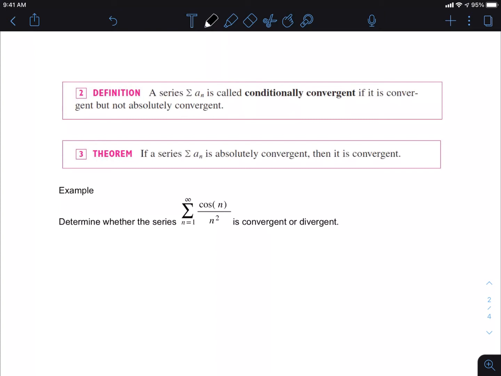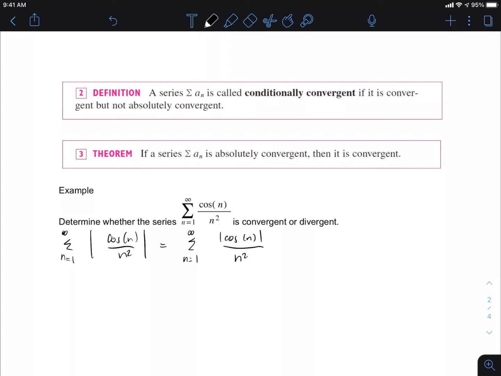So let's look at this example here. We have a series of cosine of n over n squared, and we need to determine if it's convergent or divergent. So I'm going to use my absolute convergence to see what happens. So I'm going to take the absolute value, cosine of n over n squared, and that's going to be equal to the absolute value of cosine of n over n squared.